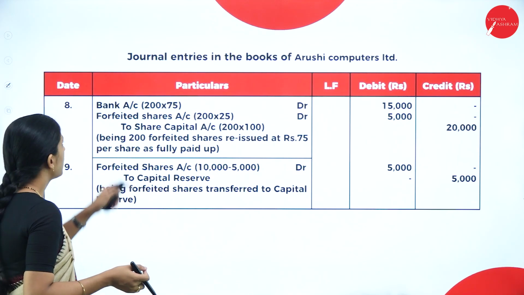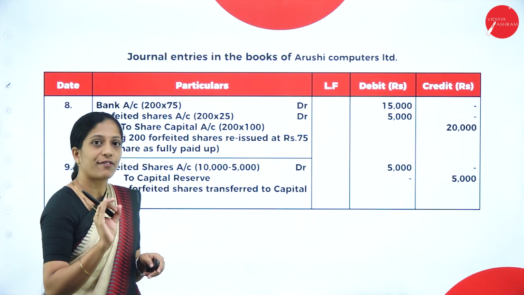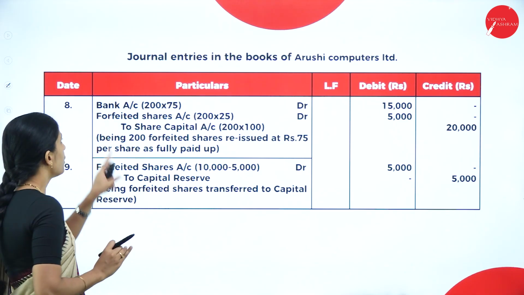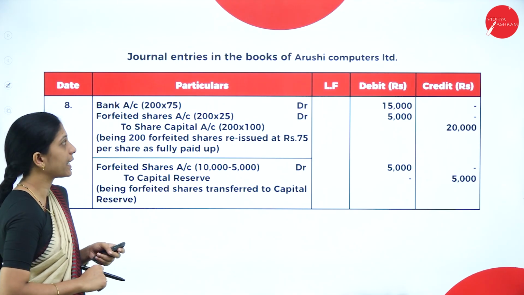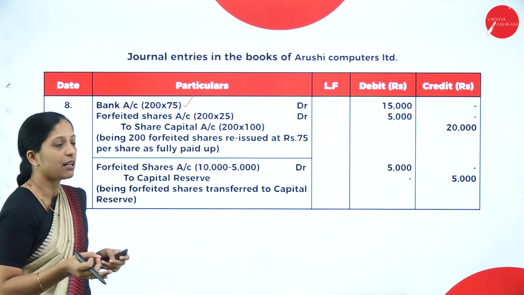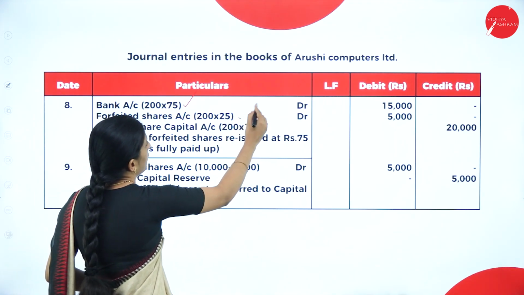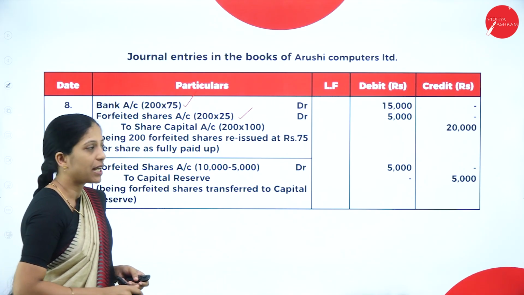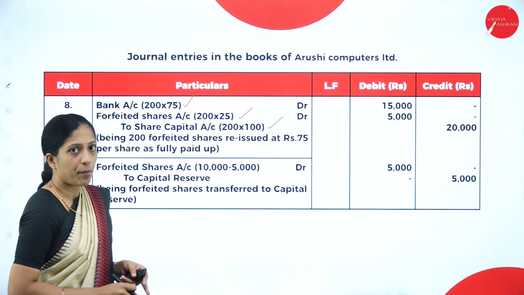Next, reissue. So at what price are they going to reissue? At 75 rupees. 25 rupees is what? Discount. So your entry will be bank account debit, forfeited shares account debit to share capital account. So we are going to reissue those 200 shares at rupees 75. So 200 into 75, forfeited shares account 200 into 25, to share capital account 200 into 100. Okay, so you will get the amount there.